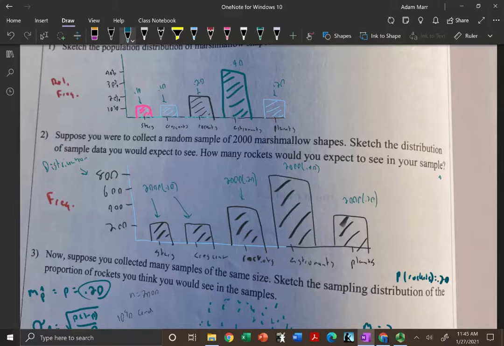So as it says, how many rockets would you expect to see? Rockets is right there. We had 2,000. And they said that about 20% were rockets, so 0.20. And that came out to right here, 400. There we go, 400 rockets.